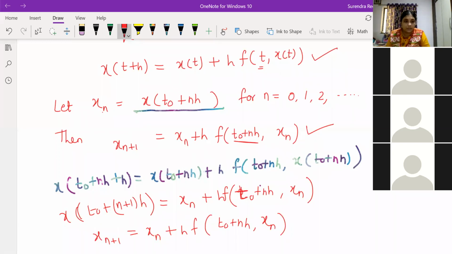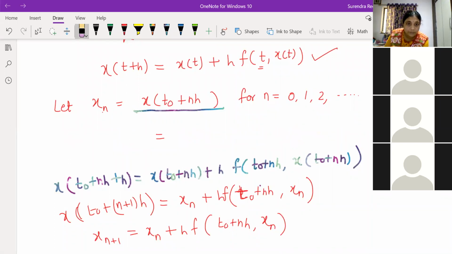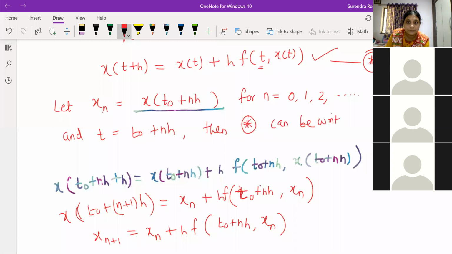I will erase this one, so instead of writing directly, consider let Xn is equal to X at T0 plus nh and T is equal to T0 plus nh. Then whatever equation number, this star can be written as below. Okay, now is that okay?